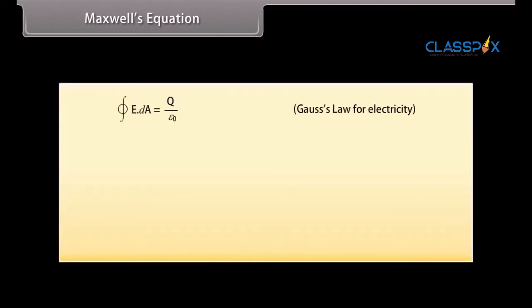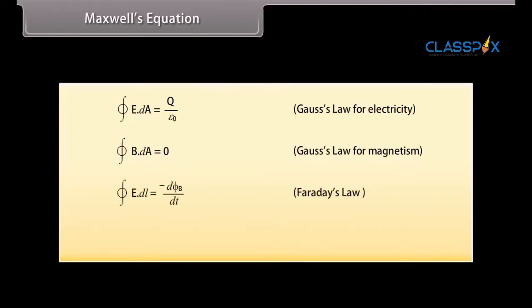Gauss' law for electricity: closed integral of E dot dA is equal to Q by epsilon naught. Gauss' law for magnetism: closed integral of B dot dA is equal to 0. Faraday's law: closed integral of E dot dl is equal to minus d upon dt of phi B. Ampere-Maxwell law: closed integral of B dot dl is equal to mu naught I_C plus mu naught epsilon naught d upon dt of phi E.